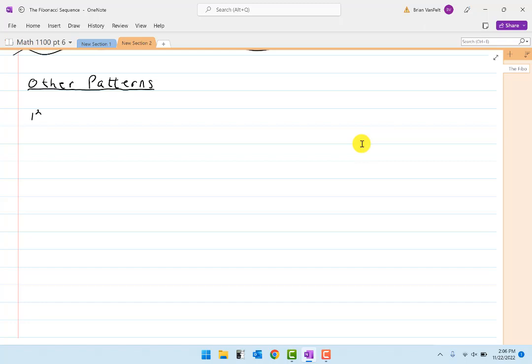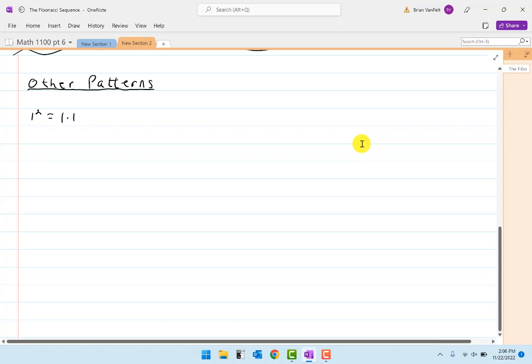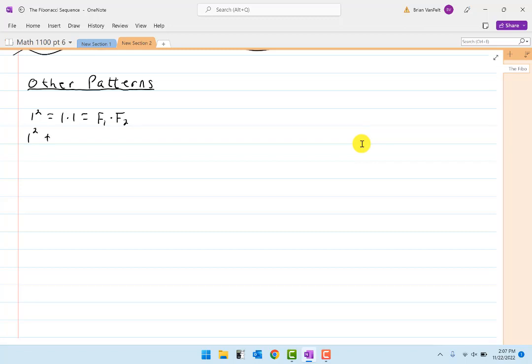If you look at the number 1 squared, that of course is equal to 1, but 1 also equals 1 times 1. That's f1 times f2. Now look at 1 squared plus 1 squared. That of course is equal to 2. Or if I want to write it in a more unique way, I could say that that's 1 times 2. So in that way I can think of that as f2 times f3. So now if I do 1 squared plus 1 squared plus 2 squared, I get a total of 6.